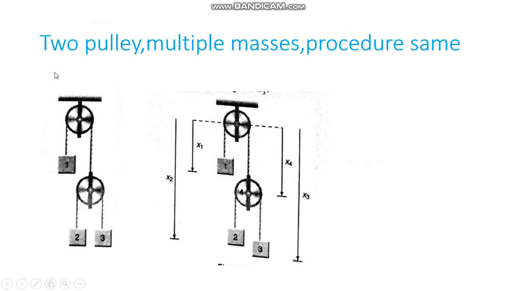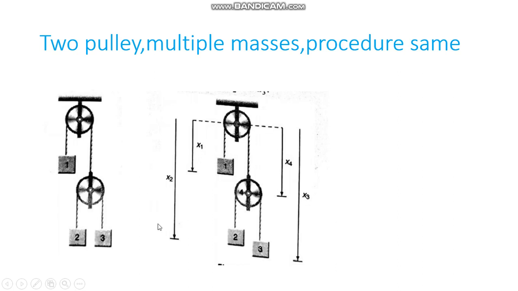Let us see one more example: two pulleys, multiple masses. The procedure remains the same. Here also you have two pulleys, with mass 2 and 3 and mass 1. Here also, what are we trying to do? We have taken the same reference line. You can take the reference line anywhere; the answer won't change. For simplicity, we have taken the reference line here.